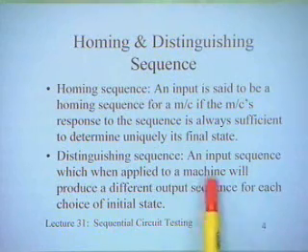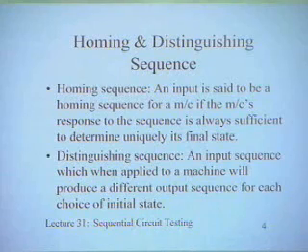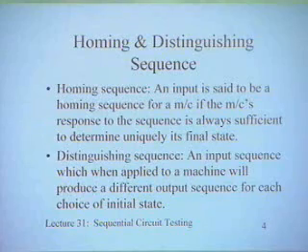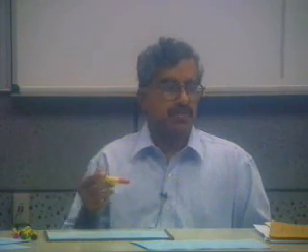So, a distinguishing sequence is an input sequence which when applied to a machine will produce a different output sequence for each choice of initial state. If you now look at the distinguishing sequence and homing sequence, every distinguishing sequence will be a homing sequence, but not vice versa. The way it occurs is, if I know from looking at the output which initial state I started from, I can also predict what final state I am going to. After all, I know the input sequence, I know the initial state, so I can perform all the transitions. I am right now assuming a correctly functioning machine.